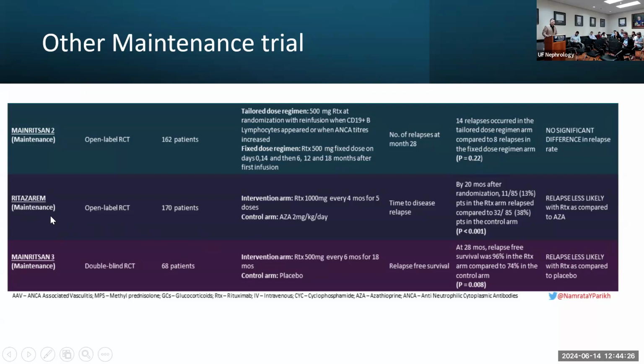The next study compares rituximab and azathioprine again. By 28 months after randomization, 13% in the rituximab arm relapsed and 38% relapsed in the azathioprine group. So relapse is less likely in the rituximab group. Again, it's proven that rituximab is better than azathioprine. MAINRITSAN 3 is the study between rituximab and placebo. At 28 months, relapse-free survival was 96%, compared with 74% in the control group. So relapse is less likely in rituximab compared to placebo.